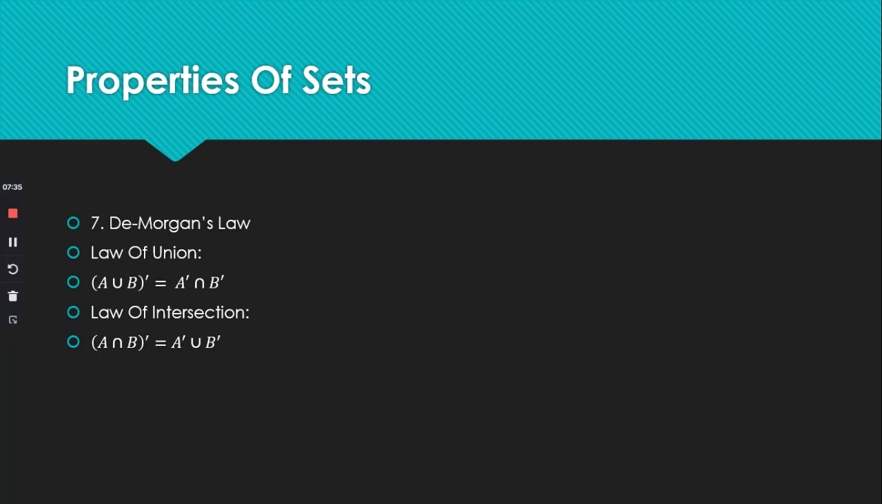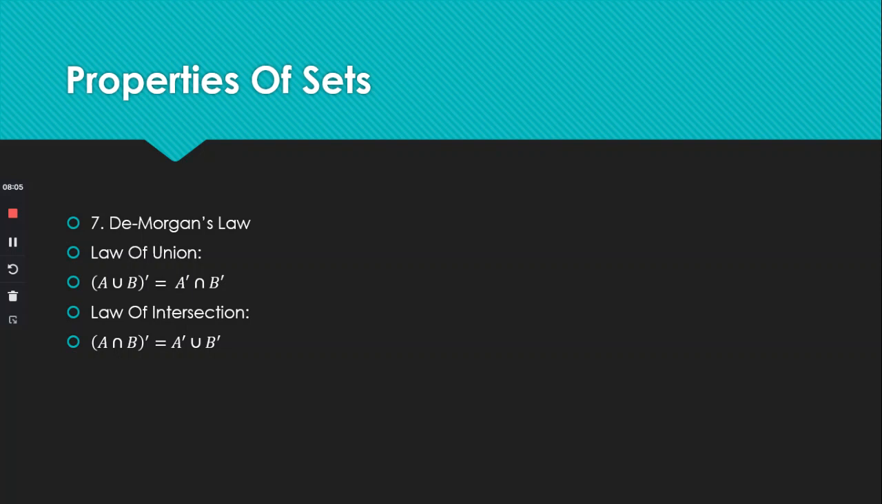Then we have the De Morgan's law. We have two laws here, the law of union and the law of intersection. The law of union says that if you have A union B, the whole complement, which means that you complement both of them, that will be the same as A dash intersection B dash. And the law of intersection is the same thing, but it goes in the opposite way. You say A intersection B, the whole dash is equal to A dash union B dash.